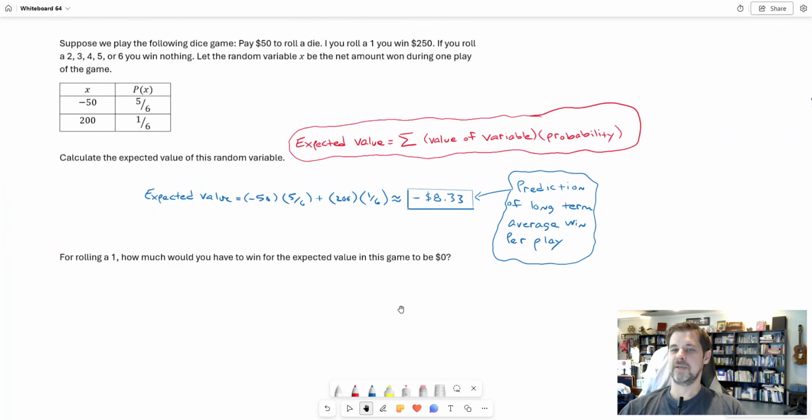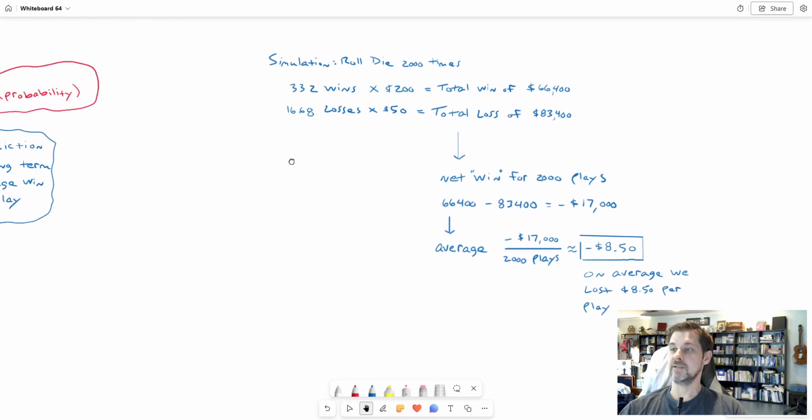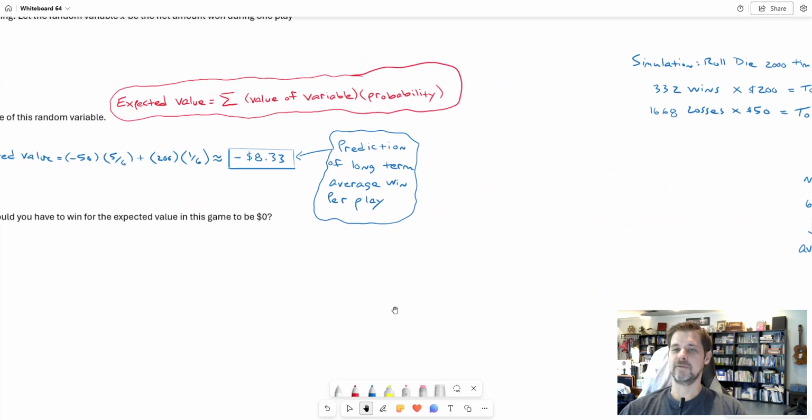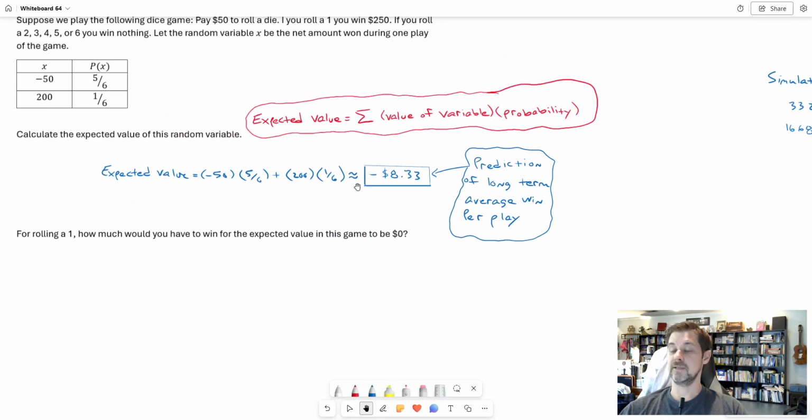There's my expected value, which is very easy to calculate, and I really hope that me doing the simulation and vindicating that expected value with the actual plays helped you see what it's supposed to tell us. You might think it's ridiculous to roll a die 2,000 times, but when you hear that a certain gambling game has an expected value, that's what they mean by it. If you play a bunch of times, your long-term average is going to tend to this number.